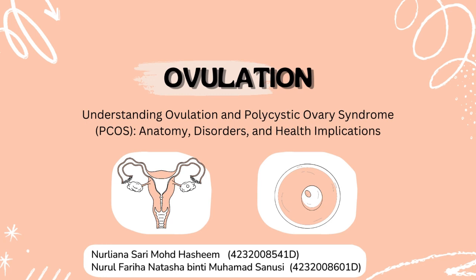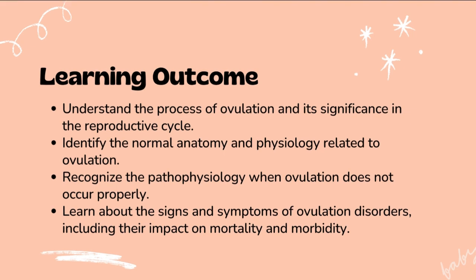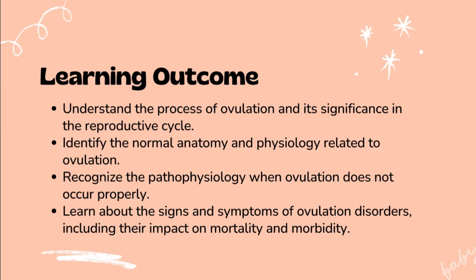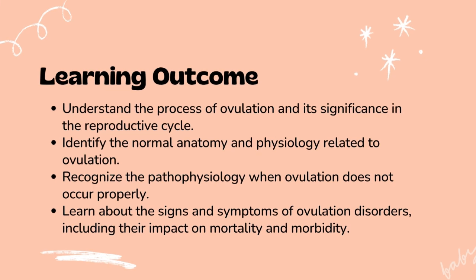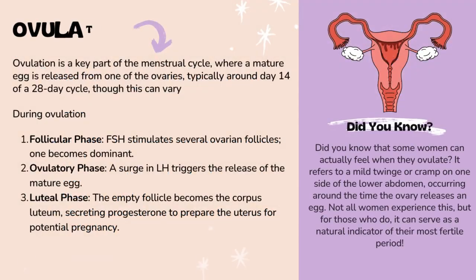Today we are going to do a presentation about ovulation. Before we dive in, let's talk about the learning outcomes. First, understand the process of ovulation and its significance in the reproductive cycle. Second, identify the normal anatomy and physiology related to ovulation. Third, recognize the pathophysiology when ovulation does not occur properly. And lastly, learn about the signs and symptoms of ovulation disorders, including their impact on mortality and morbidity.